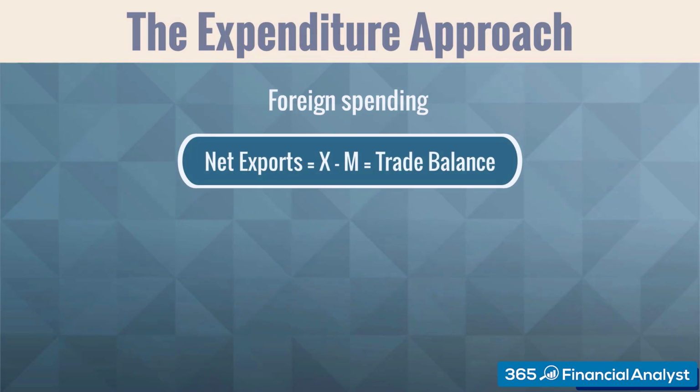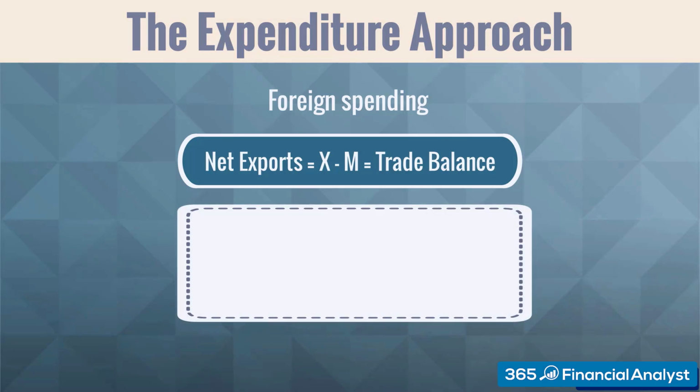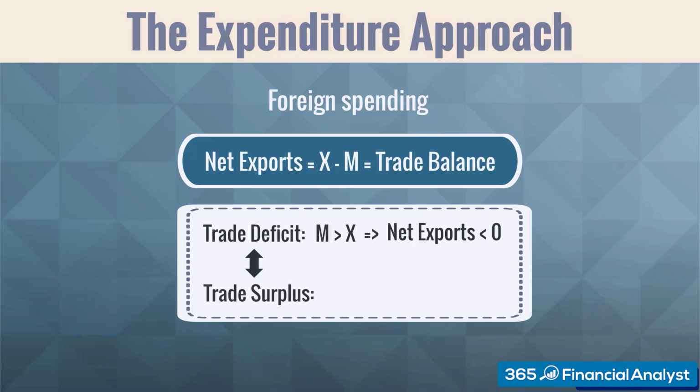We've already seen that the equation of the expenditure approach asks us to use the net exports figure, which is also known as the trade balance of a country. Put simply, if a country has a trade deficit, this means that the domestic economy is spending more on foreign goods and services, or that imports are higher than exports. In this case, the net exports are negative. A trade deficit in one country is equivalent to a trade surplus in another. It's a type of zero-sum game.